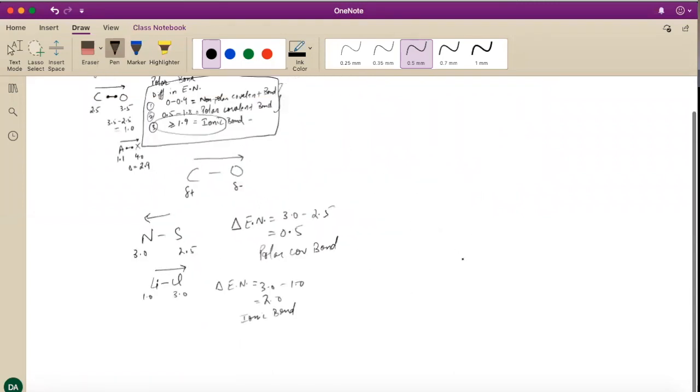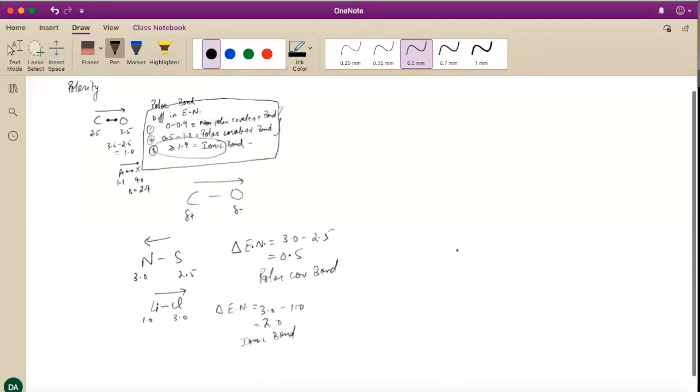So on the example, I'm going to ask you to make the arrows. I only do that for covalent compounds. Because you see in lithium chloride, lithium has become a complete +1 and chlorine has become -1. So you can show that as well.